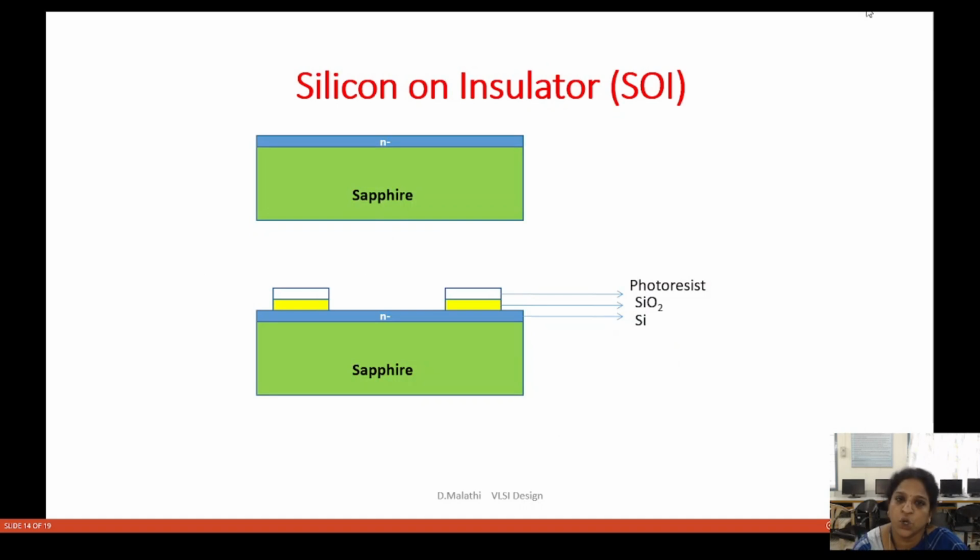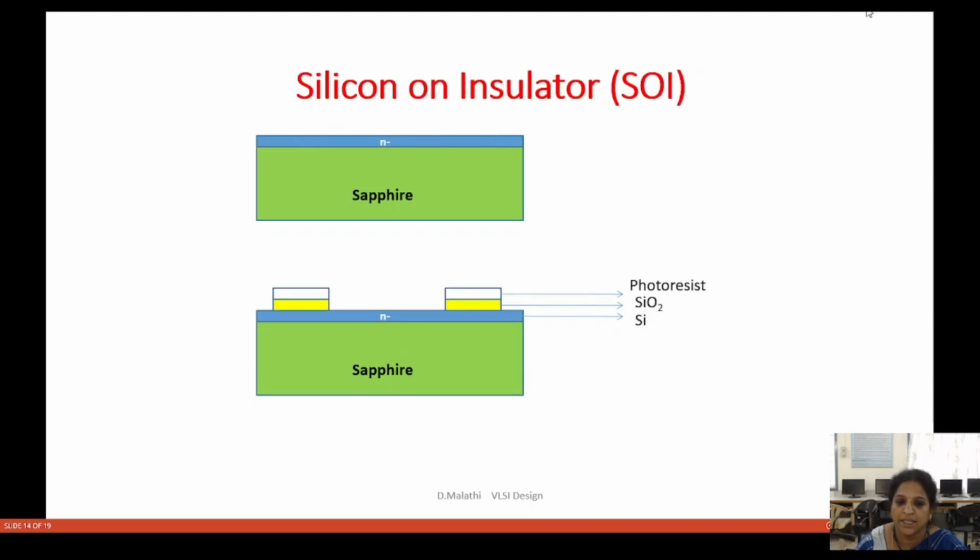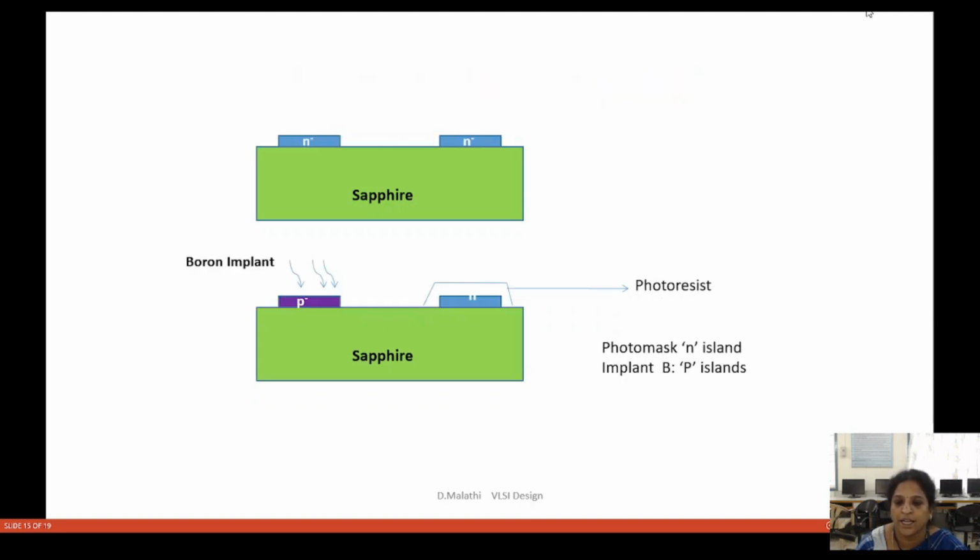The fourth method used in CMOS fabrication is the silicon on insulator process, where the silicon is laid on an insulator. Sapphire is the insulating material, the base material taken here, over which an N-type material is laid over the entire region of the sapphire. Then a thin SiO2 layer is laid, a photoresist layer is laid above the SiO2, a mask is used, and the SiO2 and the photoresist layer in the unwanted regions are etched off. So after etching, we will have 2 islands of N-type material.